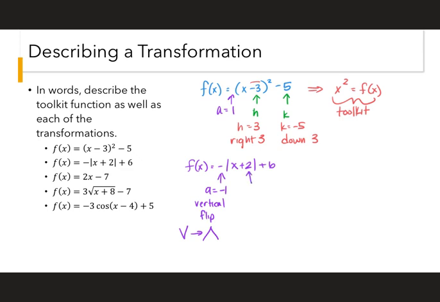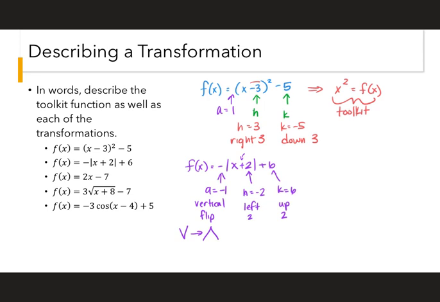Now I've got an H in here, so H is actually a negative 2, because remember, I'm supposed to have a minus sign right there. So this is going to go to the left 2. And then I've got a 6, so k is positive 6, which makes this graph go up 6.